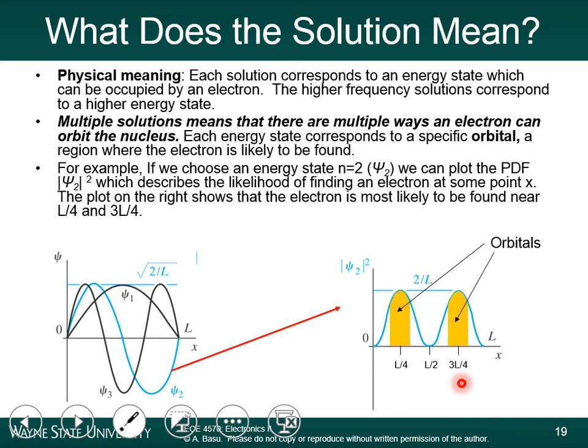L over 2, right? You take this function psi 1, and if you imagine taking the absolute value and squaring it, it's going to look very similar to psi, what it looks like right now. And the maximum value of that function occurs at L over 2. So the electron is most likely to be near L over 2. That's for the first energy state. But for the second energy state, it can be near either L over 4 or 3L over 4. So the shape of the orbitals will be different depending on what energy state it's located in.